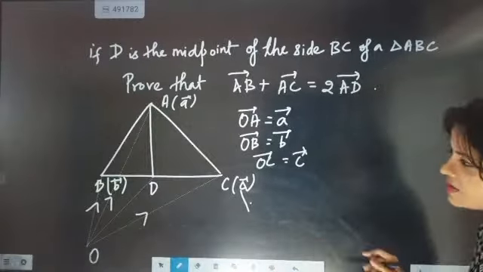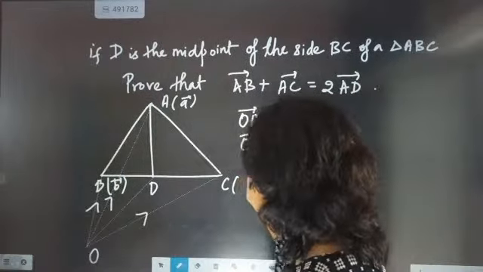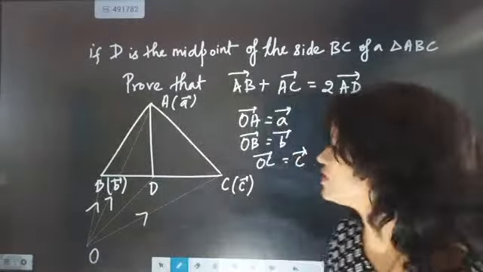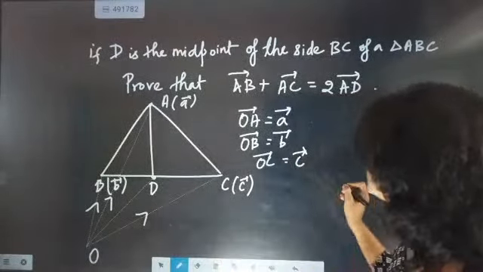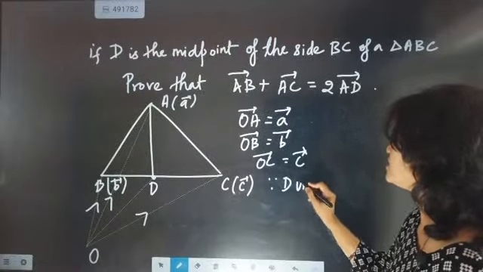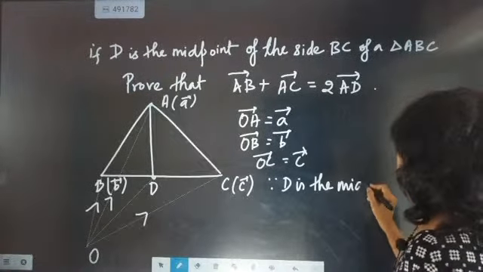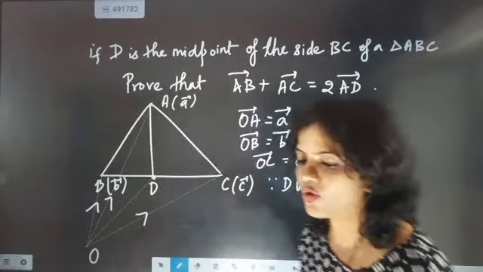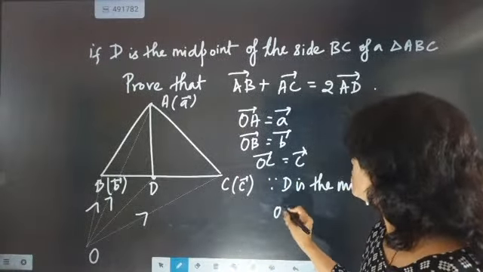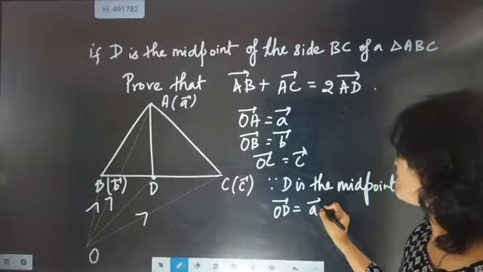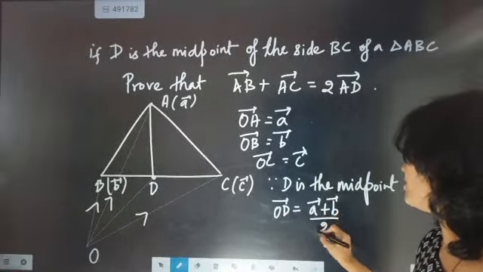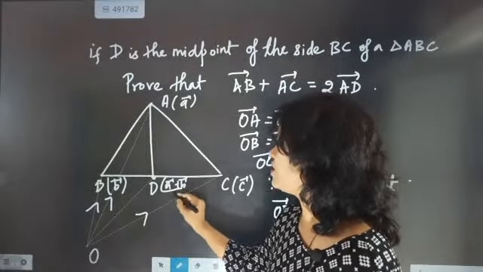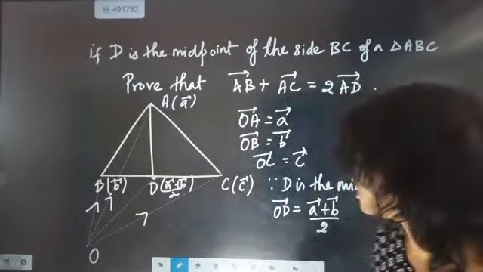Now what will be OD vector? You know that D is the midpoint. So since D is the midpoint, you know that for midpoint, OD vector will be coming as B vector plus C vector divided by 2. Because D is the midpoint, it will become B vector plus C vector divided by 2. Now we got everything. Now what are we going to do?